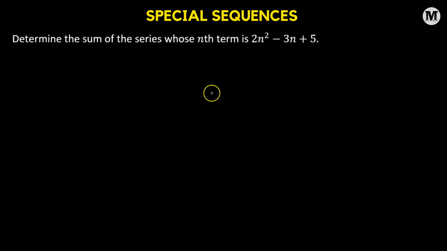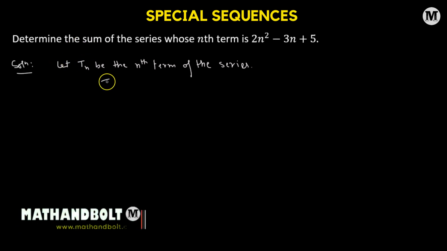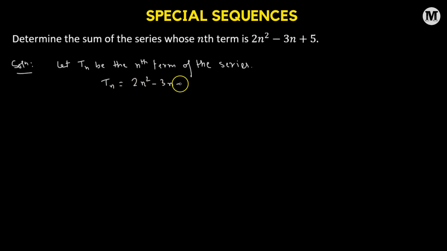Determine the sum of the series whose nth term is given by 2n squared minus 3n plus 5. So here we have a series. We'll suppose that Tn represents the nth term of the series, and it's given that this nth term is represented by 2n squared minus 3n plus 5. Now our goal will be to find the sum to n terms of the series.